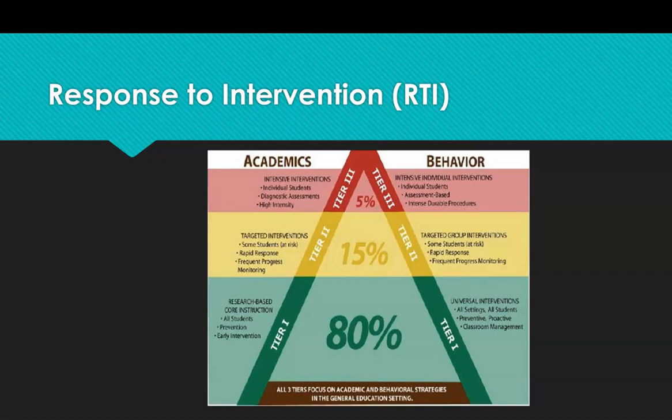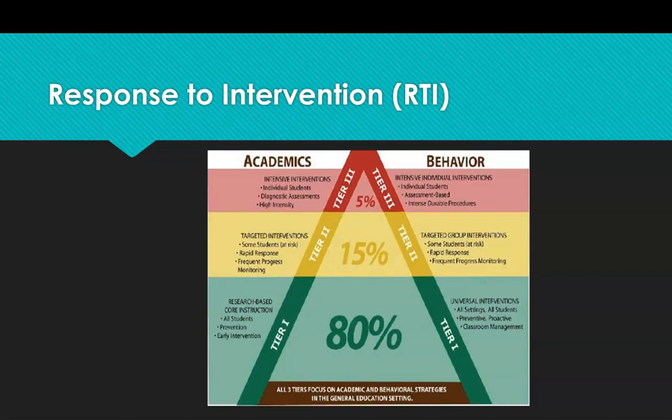Then you move up to Tier 2, and this is about 15% of students. These are targeted group interventions. So there's some students, they're a little bit at risk. They're struggling. There is frequent progress monitoring and assessments in this tier. Then if these students are still having difficulty in Tier 2 interventions, then they go to Tier 3 interventions. And this is about 5% of the students. These are intensive individual interventions. They're individual students and tailored to their need. They're assessment based and they are intense, and there's frequent progress monitoring, even more than in Tier 2.